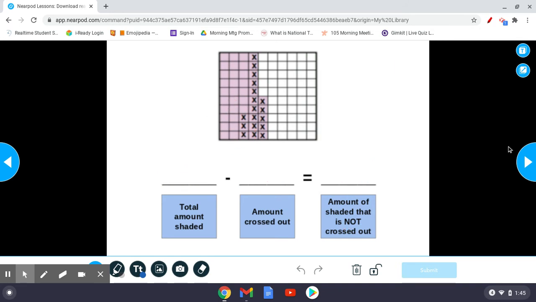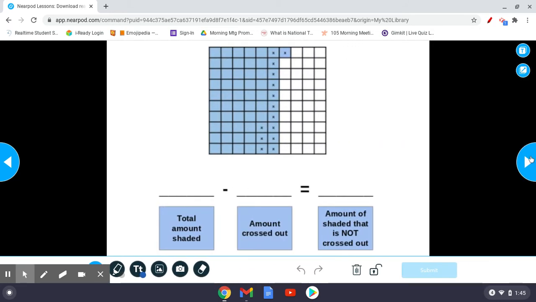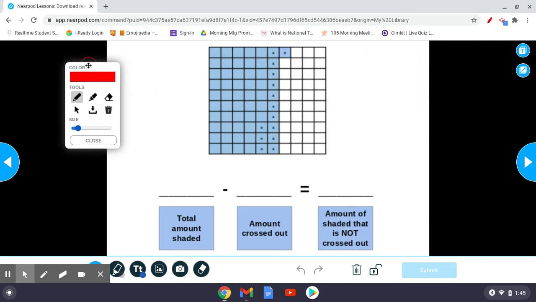Let's take a look at another one. All right. So once again, for our first number, we're going to take a look at everything that's shaded in, because that tells us what we're starting with. So everything that has blue in it represents what we're starting with. I have 1, 2, 3, 4, 5, 6 total columns filled in, and that little extra makes 61 little boxes. So I have 0 whole grids shaded in, and I have 61 little boxes for 61 hundredths. So that gives us our first number.